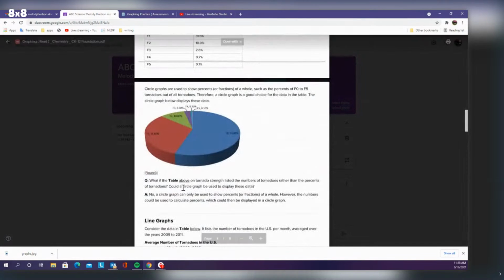What if the table above on tornado strength listed the number of tornadoes rather than the percent of tornadoes? Can a circle graph be used to show that? The answer is no. A circle graph can only be used to show percents or fractions of a whole. However, the numbers could be used to calculate percents, which are then shown on the graph.